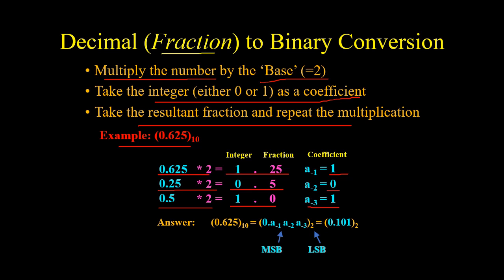Now we will write these coefficients in the order such that the coefficient obtained from the first multiplication will act as MSB and the coefficient obtained from the last multiplication will act as LSB or least significant bit. So the equivalent binary will be 0.101 to the base of 2.